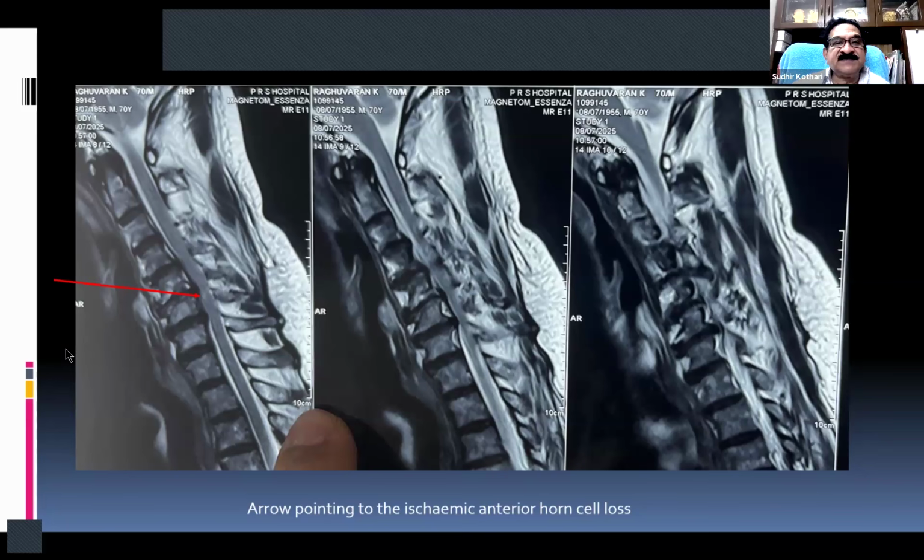See, for example, here this is the flexion film. That is it becomes very prominent here. Hypertrophy is also very prominently seen.